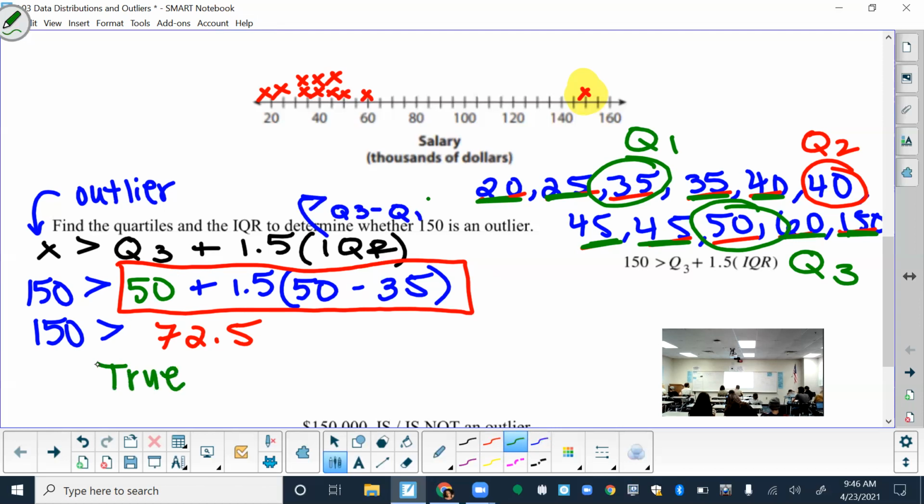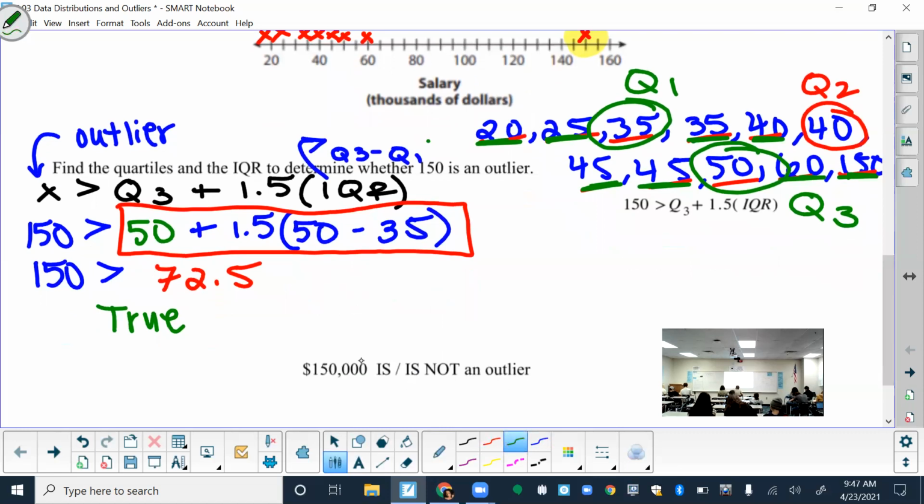When you get a true statement, then that means the outlier that you were evaluating is an outlier. All right, it's significantly greater than the rest of the data. So in order to qualify, any number that's greater than 72.5 will be an outlier for this set of data. All right, so 150 is an outlier. Questions about that?